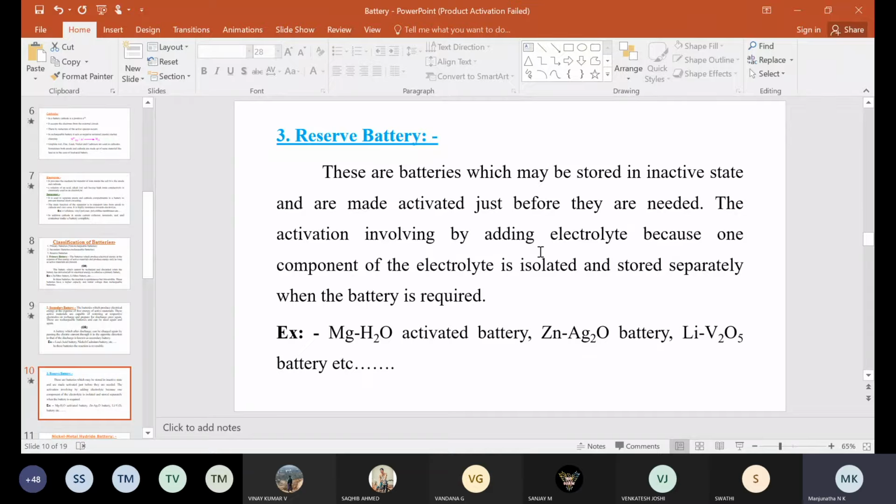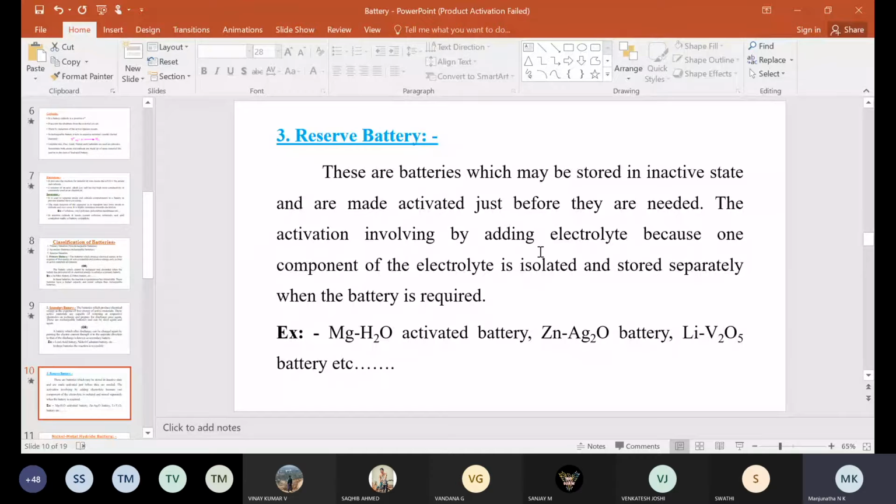In these reserve batteries, the activation of the battery mainly involves the addition of electrolyte, because in reserve batteries the electrolyte is isolated and stored separately and added when required. When the electrolyte is added to the battery, only then will the battery become active. So these types of batteries are called reserve batteries.